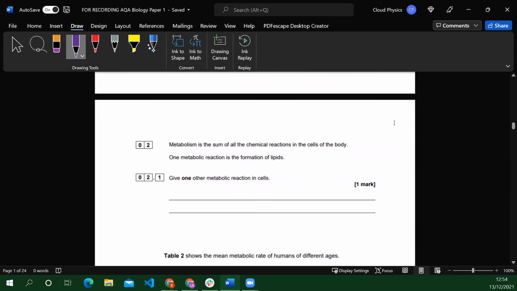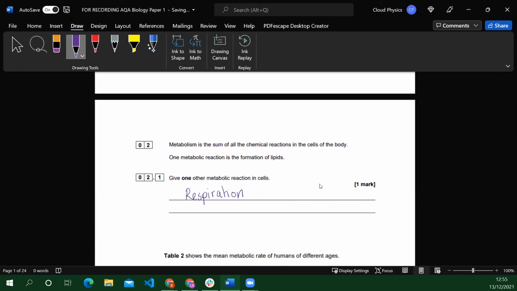Okay, so number 2, metabolism is the sum of all the chemical reactions in the cells of the body. One metabolic reaction is the formation of lipids. Give one other metabolic reaction in cells. I mean, straight away, I always think respiration. When you say metabolic, that's actually what I first want to think. So I'm going to write it down. That is correct. There are a few others, so I'm going to say them as well, but I think this is the most obvious one. Most people probably think that as well, respiration.